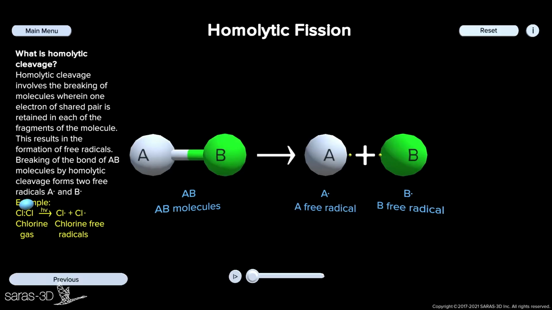So here let's take a look at the example. Here we have a molecule of chlorine, and in the presence of light, homolytic cleavage takes place, leading to the formation of chlorine free radicals.